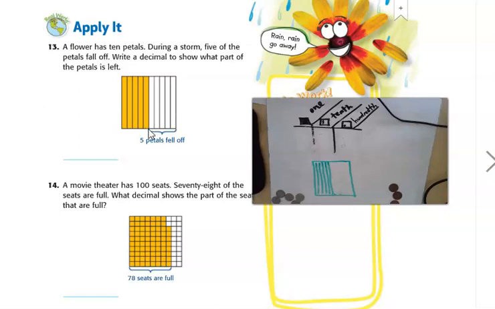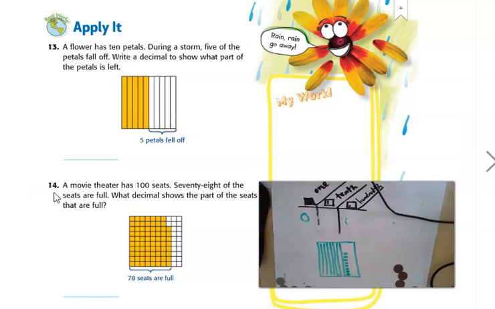So I could write that as 5/10, but it's not asking me for the fraction, it's asking me for the decimal. So I have no whole flowers. I have 5 petals, and I can't have 1/100th of a petal unless a little bit was left. So it would be written 0.5, and that would be like having 5 dimes. That's how that one is done.